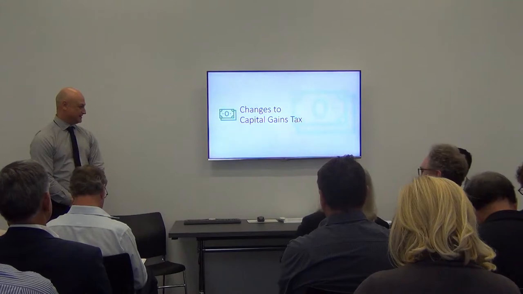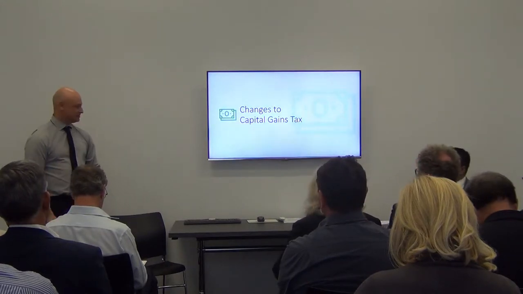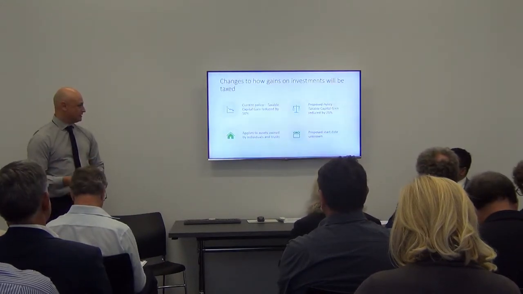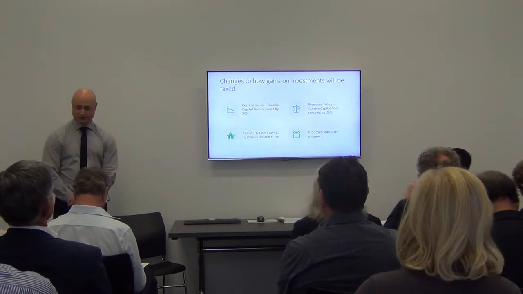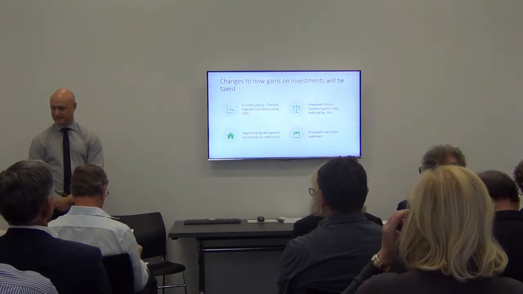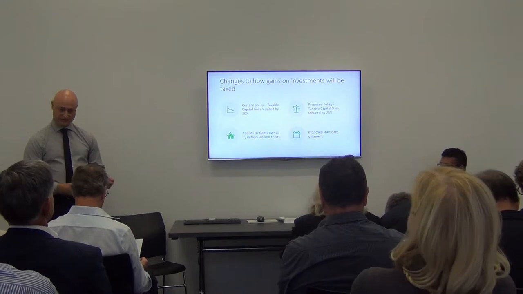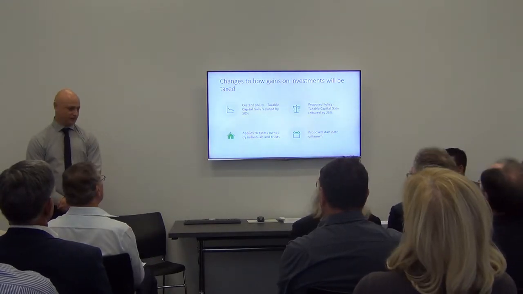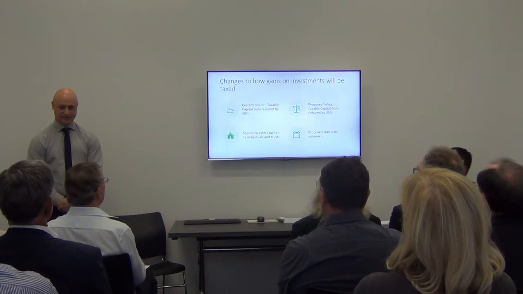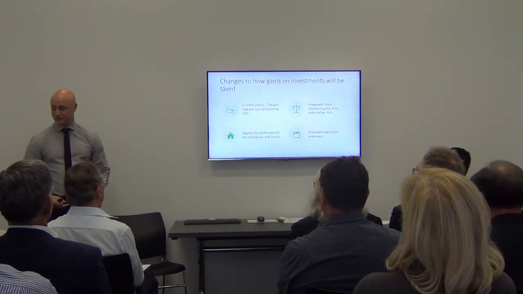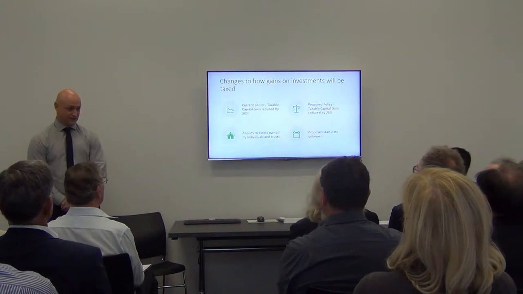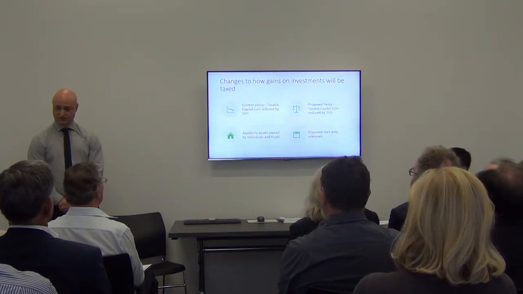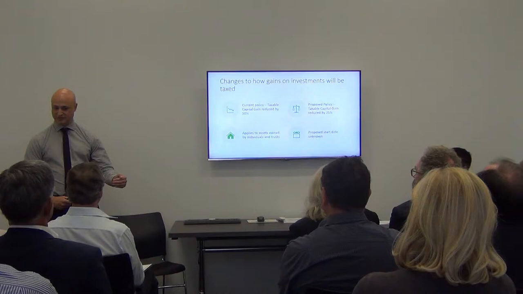That's right. So the next one is changes to capital gains tax. What I mean by this is in relation to investments and how investments are taxed. Currently, as I just mentioned, if you own a property or shares, for example, and have held those types of assets for more than 12 months, half the capital gain is tax-free. Pretty straightforward. What Labor is proposing is to reduce the exemption from 50% down to 25%.